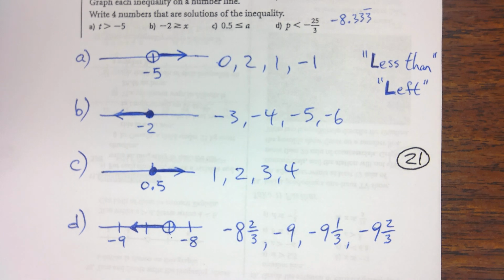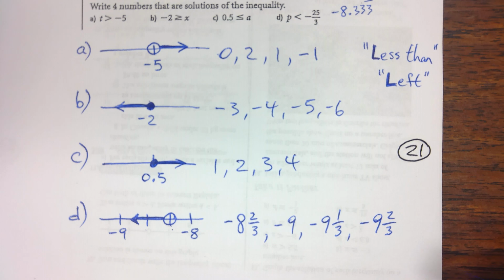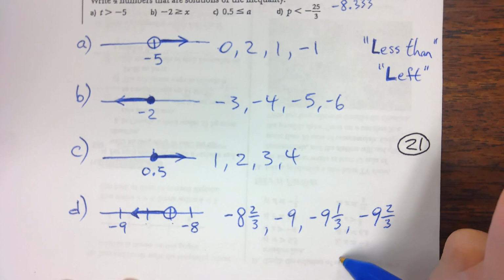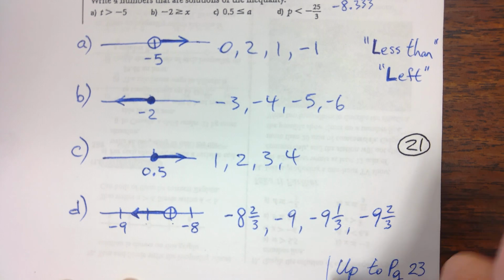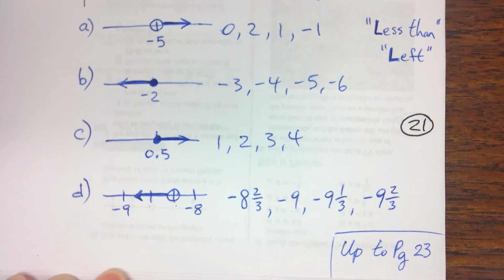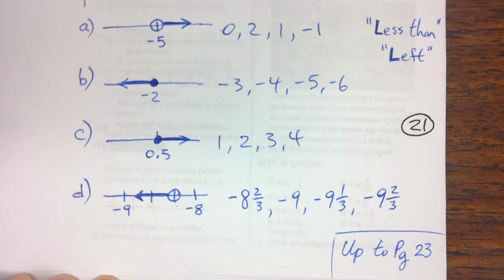Okay. And that's it. Nice easy lesson on a Friday. So for homework, if you are behind, you have a couple of days to catch up. Otherwise, work up to page 23 for this weekend. And then on Monday, we are going to do solving inequality equations. It's very similar. It's just that instead of an equal sign, we put in that inequality sign. So that's Monday's lesson.